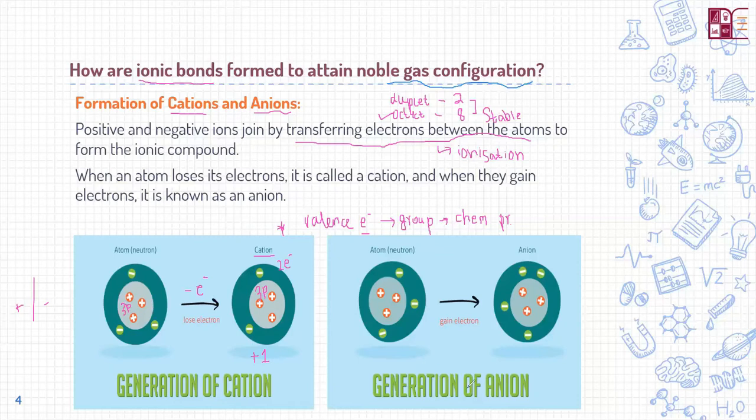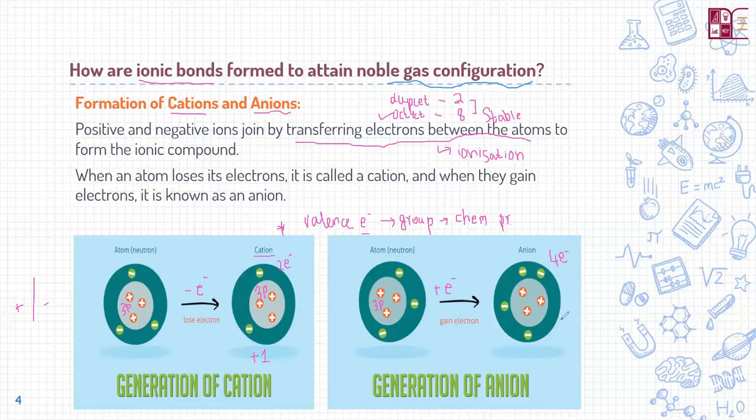However, if I talk about anions, you see here it remains the same: three protons inside the nucleus and three electrons outside. So positive and negative charges are balanced. That is why an atom is neutral. And when they are going to gain an electron, they are going to become four electrons in the outermost shell.